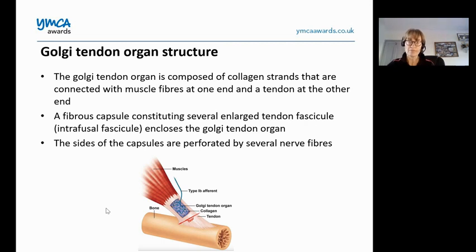So the structure. Golgi tendon organs are made of collagen strands, and they're connected at one end to the muscle fibers and at the other end to the tendons. A fibrous capsule encloses the whole Golgi tendon organ. And the capsule has nerves that feed into it so that messages can be sent out along those afferent nerves to the central nervous system, to the spinal cord.